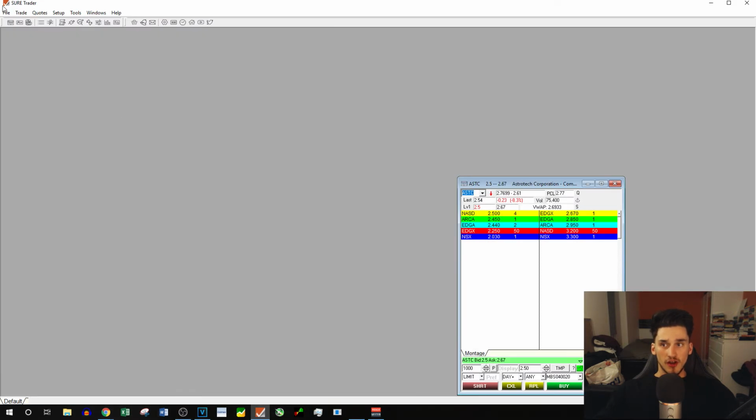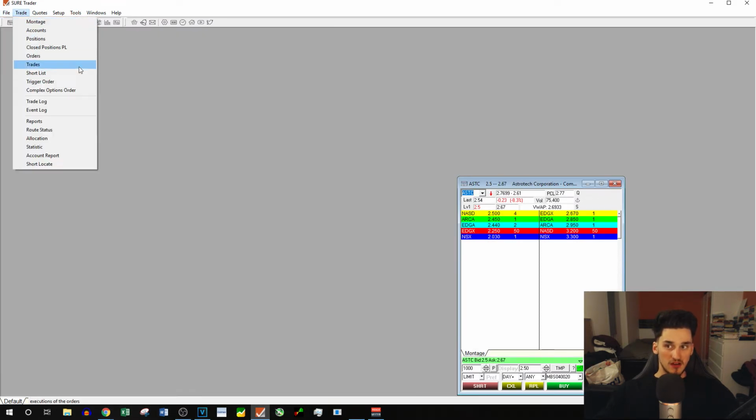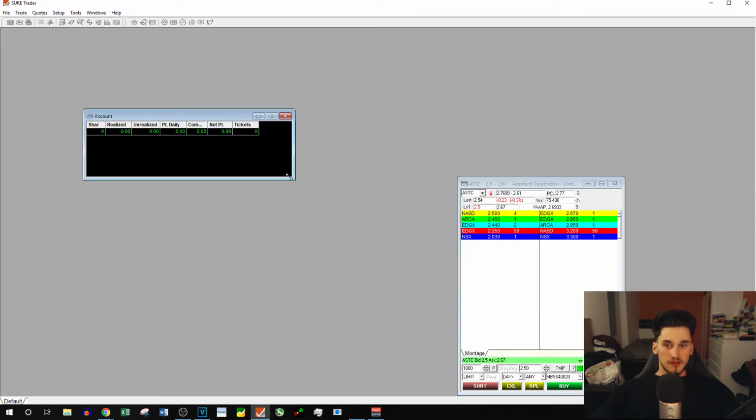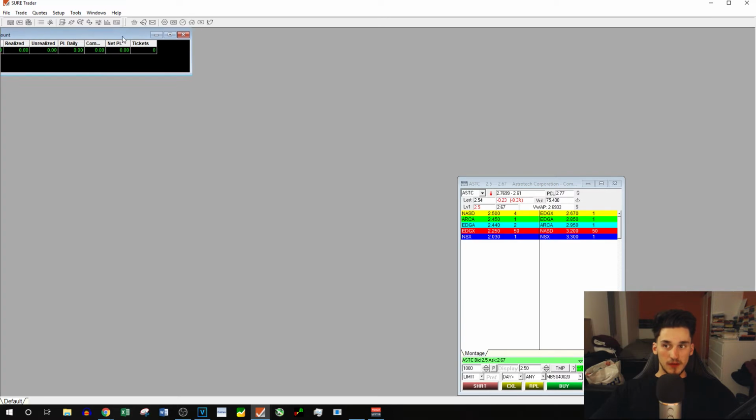Let me just go back to SureTrader. I would not pop it out if it's been on the screen. I normally keep mine on the actual screen when I'm using it. So, for example, let's just place that there. And this is the account information.